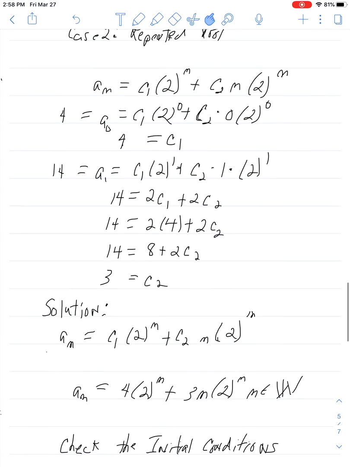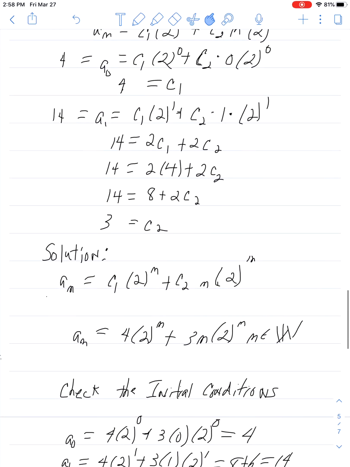So I plug it in and I get my final answer. It's equal to 4 times 2 to the n plus 3n times 2 to the n. Now again, this final answer, which is the thing solved, should be good for all n an element of the whole numbers starting at 0.